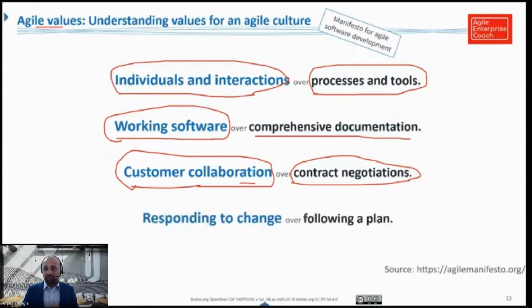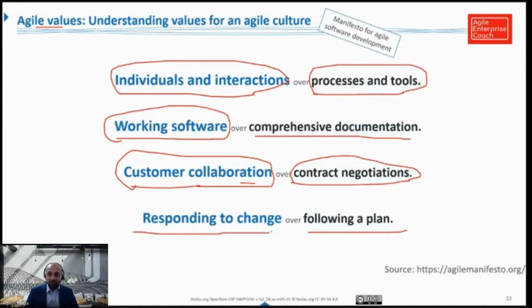Next one is responding to change over following a plan. So what does this mean? Those of you who have worked in waterfall know there used to be a lot of upfront planning. Let's say you are working on a project, and the project will go on for, let's say, 3 years. What the project manager will do in waterfall is build an upfront, very detailed plan, up to the third, fifth level of activity or action items, in advance for the entire 3 years, and everyone has to just follow that plan word by word. That's what used to happen in waterfall.